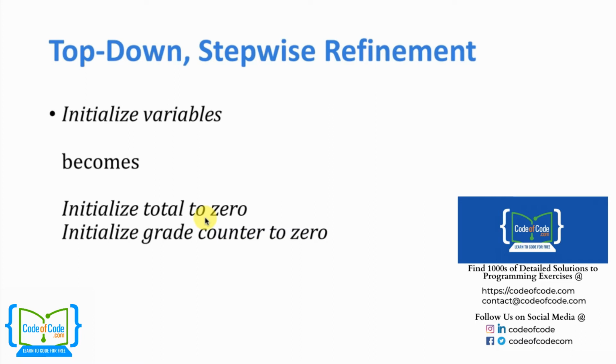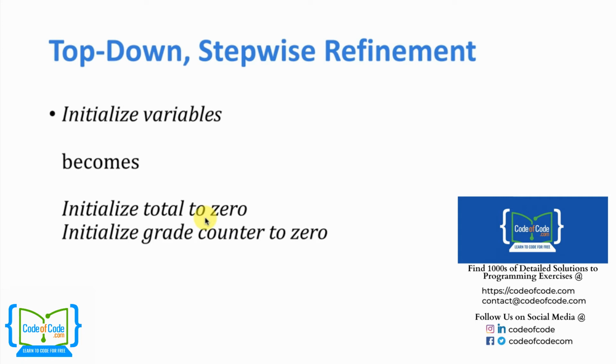Now, in the preceding example, we had a variable called total where we stored the sum of all the grades. We also had a grade counter to keep track of how many grades there were, and then we had a list variable that had the exact list of grades that we were going to process.